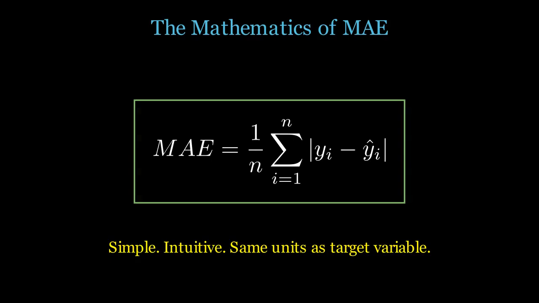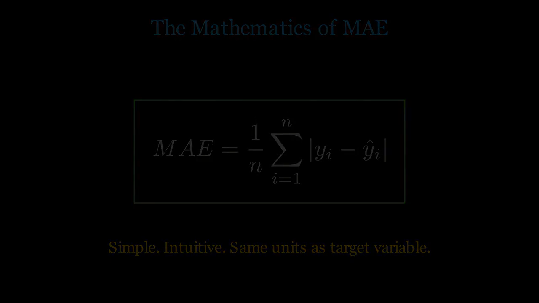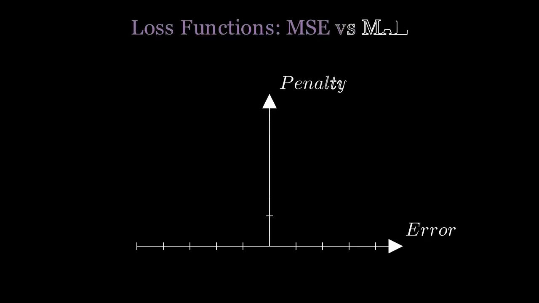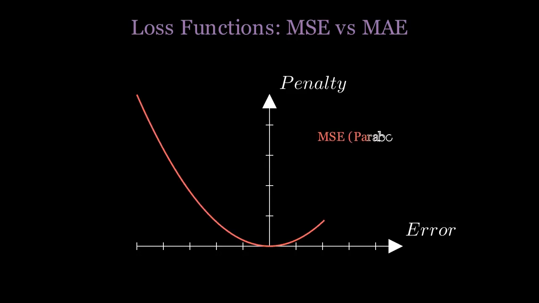Let's compare the loss functions. If we plot the error on the x-axis and the penalty on the y-axis, MSE creates a parabola. The curve is flat near zero, but becomes extremely steep very quickly. MAE, on the other hand, creates a V-shape. Its slope is constant. This means MAE is robust. It acknowledges the outlier exists, but refuses to let that one point dominate the entire learning process of the model.